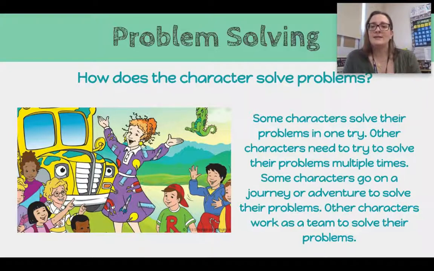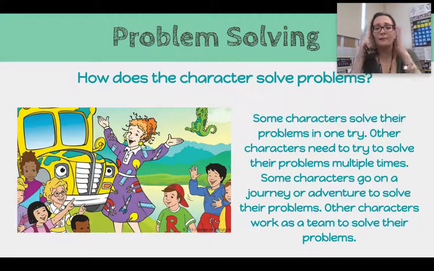Now, in different books, characters can solve problems in different ways. Sometimes when we read a book, we may meet a character who has a problem and solves it on their very first try, and the whole book is about solving that problem. Other characters may need to try to solve their problems multiple times. We can also meet characters who go on a journey or an adventure to solve their problems, and other characters work as a team to solve their problems.